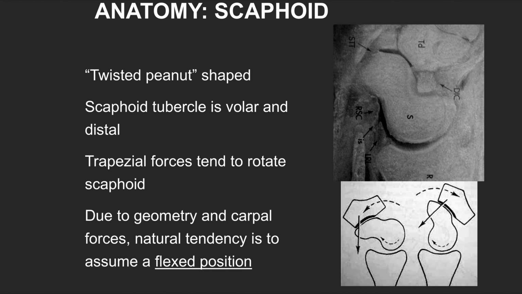The scaphoid has been described as a twisted peanut or cashew-shaped. The tubercle is volar and distal, that's this area, and the trapezium force tends to rotate the scaphoid into a flexed position. Because of the geometry and the carpal forces, there's a natural tendency for the scaphoid to assume a flexed position.